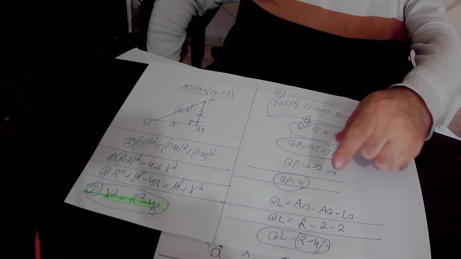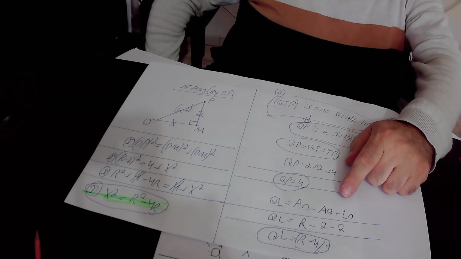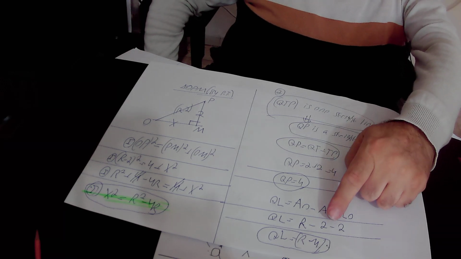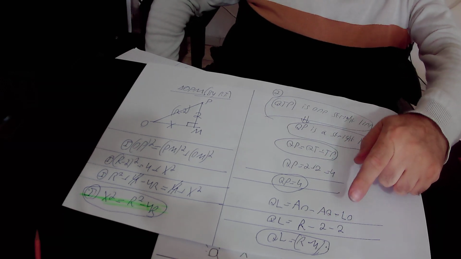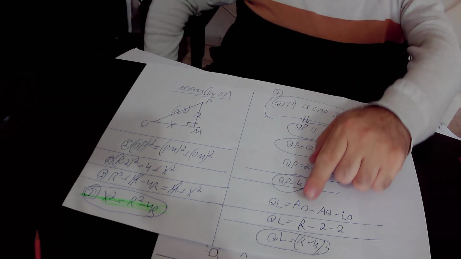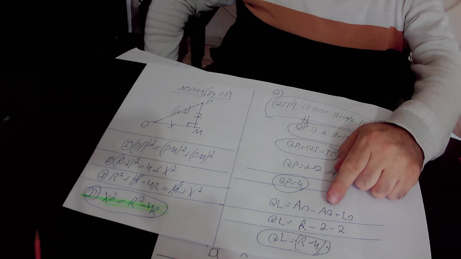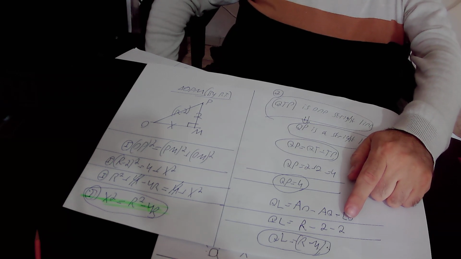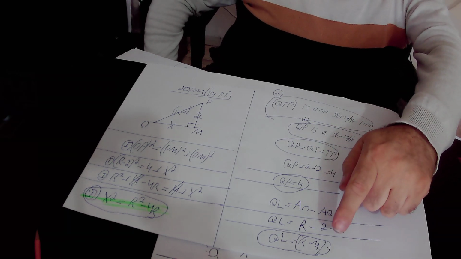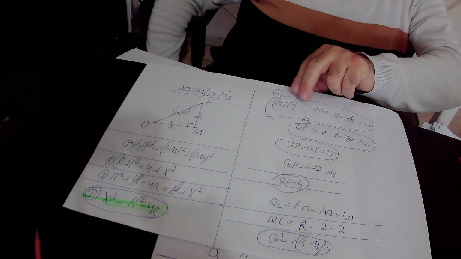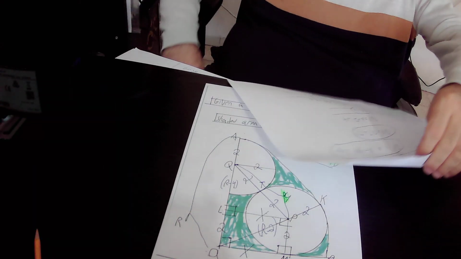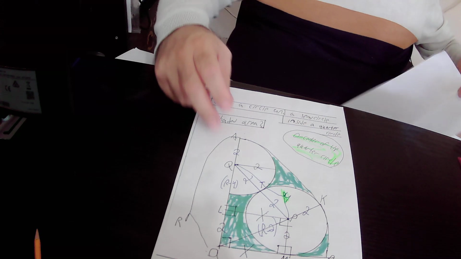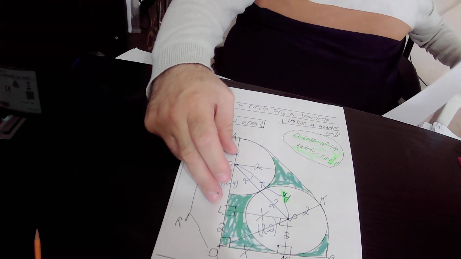So AO equals capital R, the radius of the quarter circle, AQ equals 2 units, this is the radius of the semicircle, and LO equals 2 units. So in conclusion, I found out that QL equals capital R minus 2 minus 2. Minus 2 minus 2 is minus 4. So in conclusion, QL equals capital R minus 4.